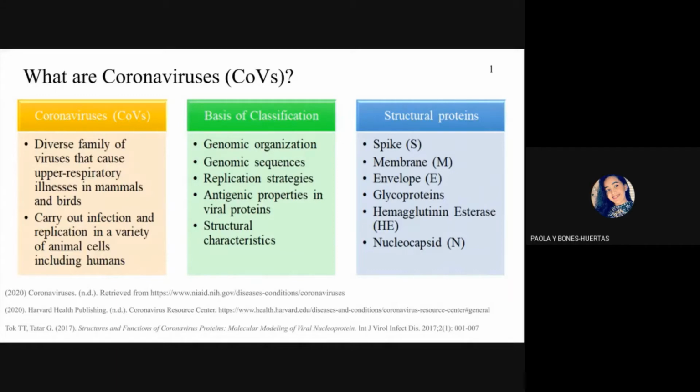They actually envelope positive stranded RNA, and most of the time, bats are the hosts for the largest number of coronavirus genotypes. In order to classify them, we use different variables, which are their genomic organization, their genomic sequences, their replication strategies, their antigenic properties in their viral proteins, and their structural characteristics, which are based on their structural proteins: the spike protein, the membrane protein, the envelope protein, the glycoproteins, the hemagglutinin esterase, and the nucleocapsid protein.